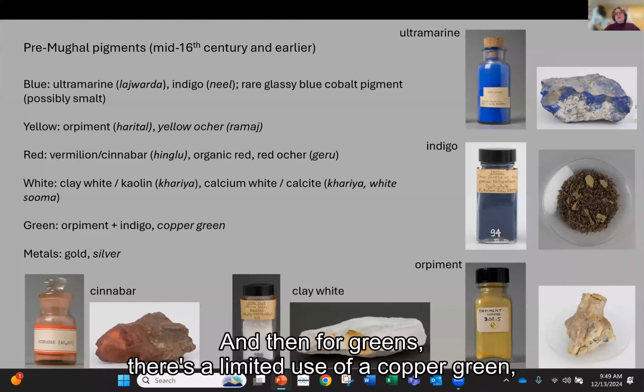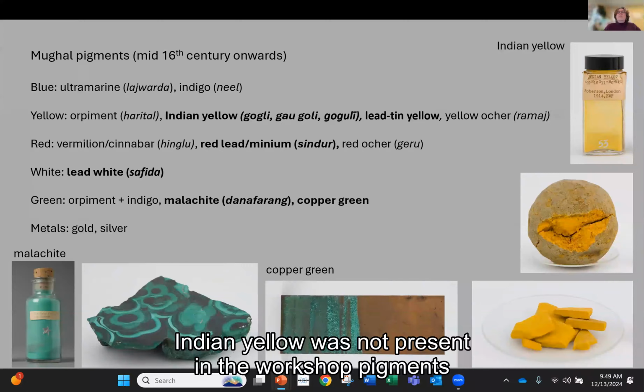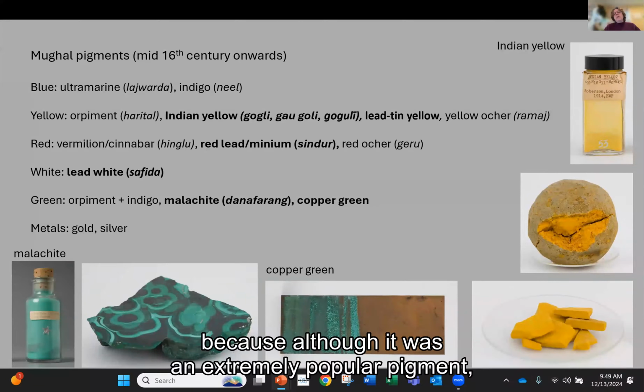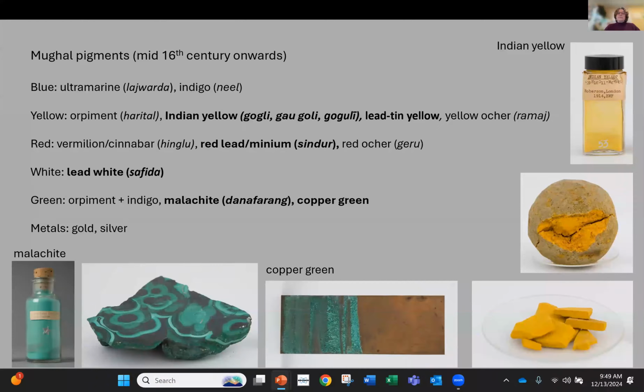Moving into the Mughal manuscripts from the mid to late 16th century onwards, we see a real change in particularly the yellows and reds and whites that are being used. Where now orpiment is joined by Indian yellow. Indian yellow was not present in the workshop pigments because although it was an extremely popular pigment, it was outlawed sometime in the early 20th century. But it is this very bright, characteristic yellow.